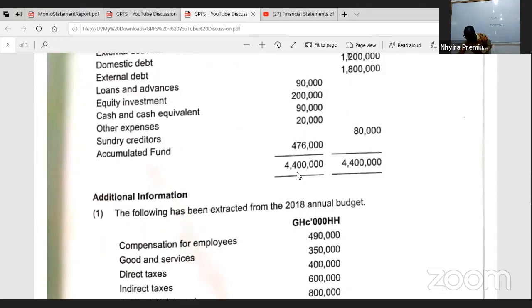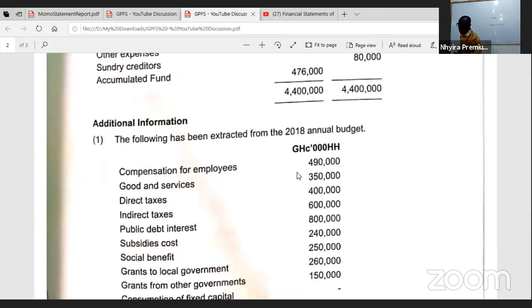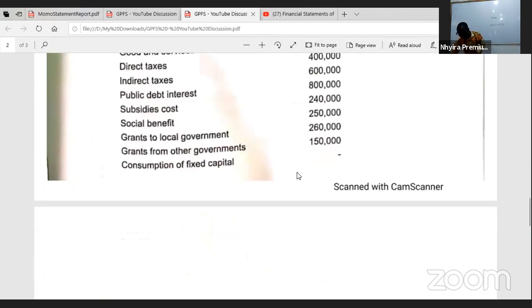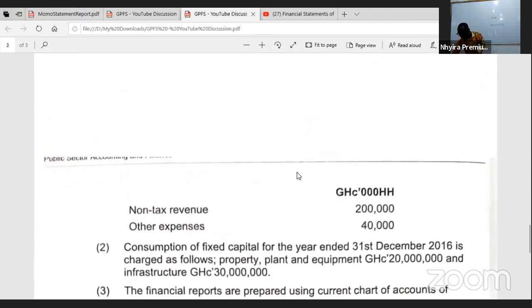Let's look at that. The following has been extracted from the 2018 annual budget. So remember the statement we are preparing, we are looking at both the income statement as well as its comparison to the budgeted information. So the examiner has given us the budget for the year under consideration, and we see compensation for employees, goods and services, direct and indirect taxes, non-tax revenue, all of those things there.